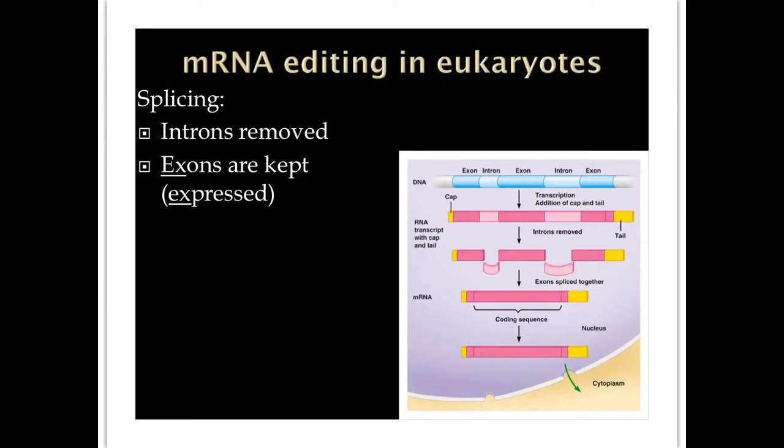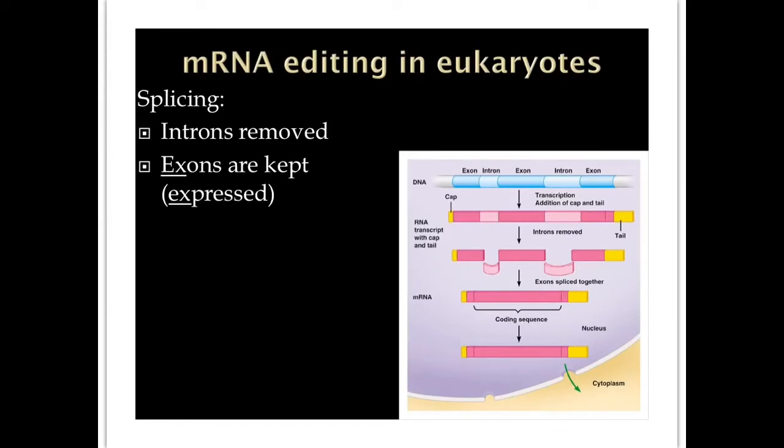If I take a look at my DNA, it actually has some parts to it called introns. Introns do not code for a protein. It's kind of like they're intruders. The exons, those are parts of the DNA that do code for protein. That's why we can say that exons are expressed. During transcription, those exons and introns are transcribed into the RNA.